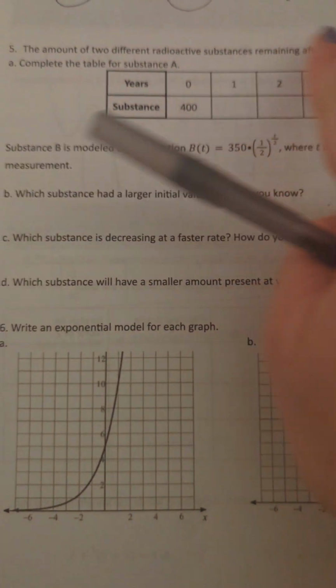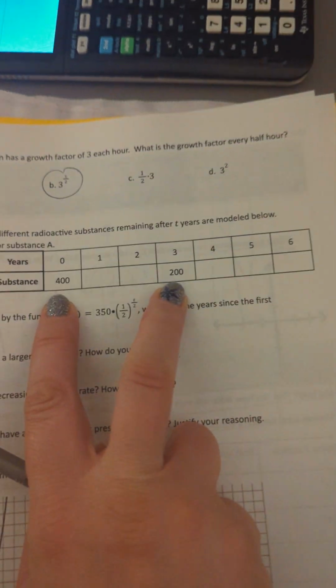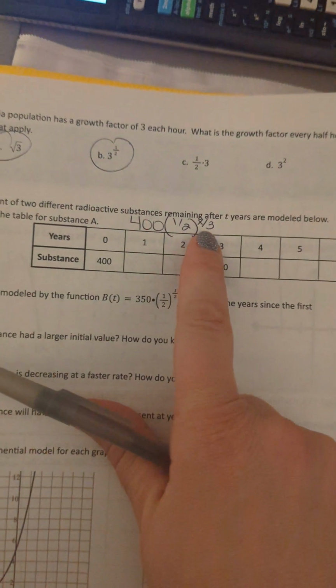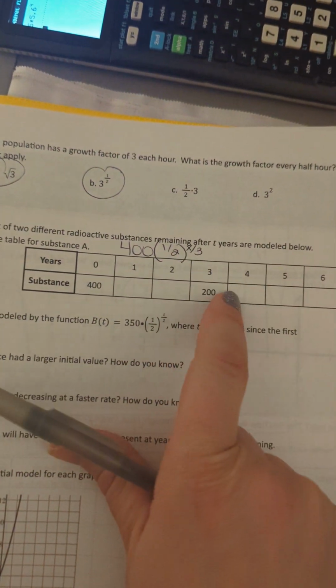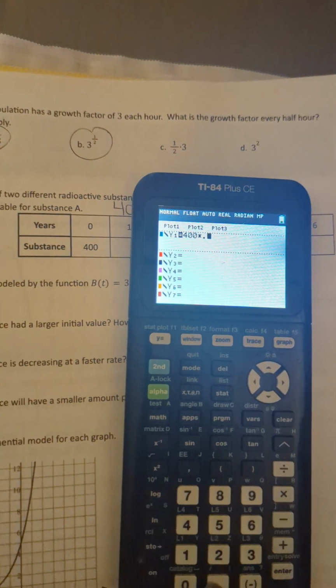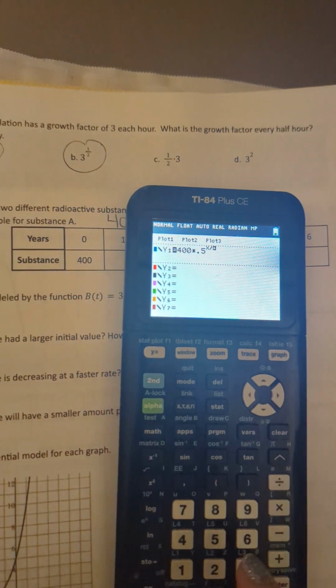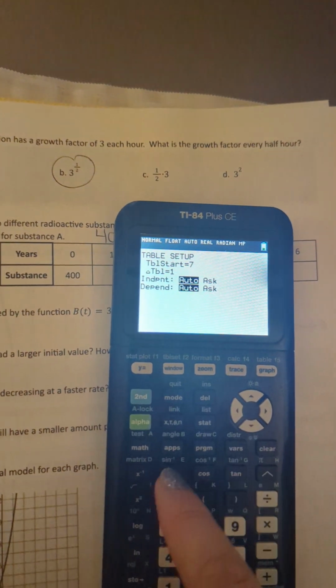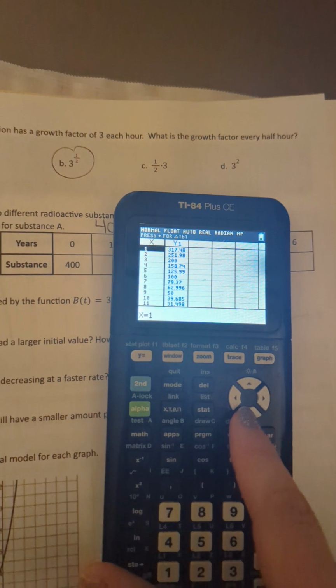All right, 2 different substances. It looks like we're looking at a half-life of 3 hours. To write my equation, it would be 400 times 1/2 to the x over 3 power in the exponent. So I'm going to plug in 1, 2, 4, 5, and 6. So I could just do that in my y equals menu. 400 times 1/2 raised to the x over 3. Go to my table, start at 1.